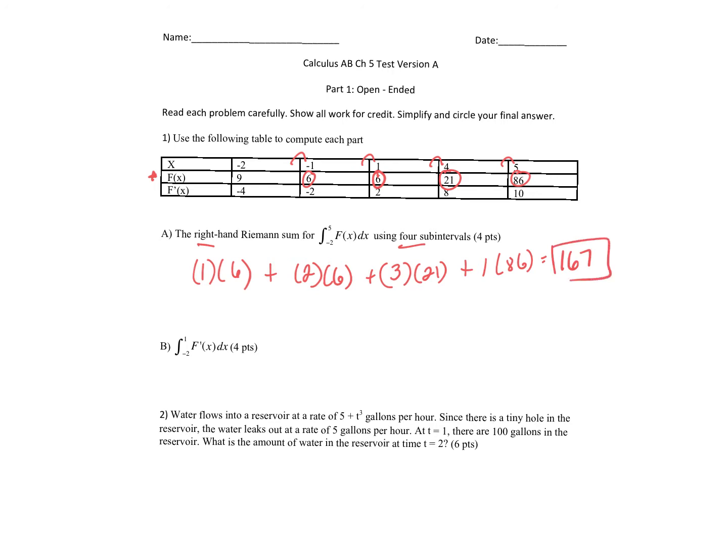So the second question is asking something similar, but using different notation. In this one, we're not doing a right-hand Riemann sum or a left-hand Riemann sum. We are acknowledging that the integral of big F prime would be equal to F of b minus F of a, or F of 1 minus F of -2. So again, we're pulling information from the table of values from the regular capital F function, not the capital F prime. And these values that we take are the y coordinate at 1, which is 6, minus the y coordinate at -2, which is 9, giving us -3.